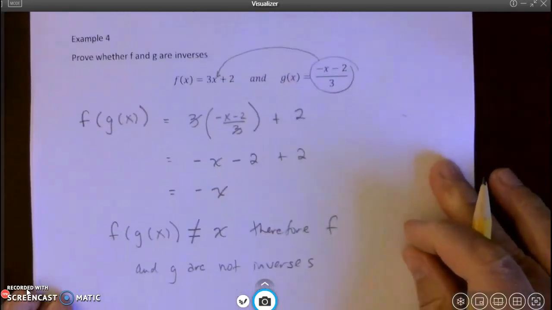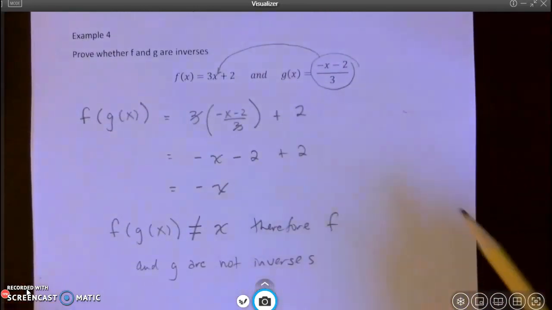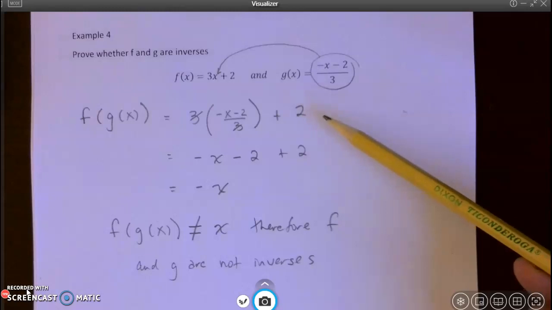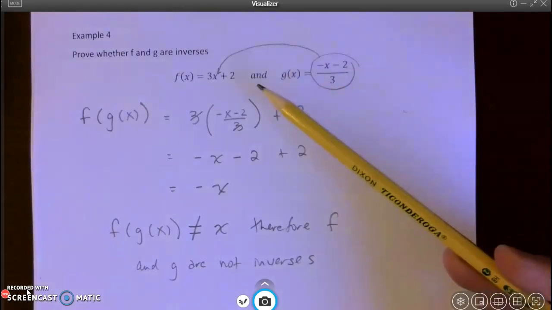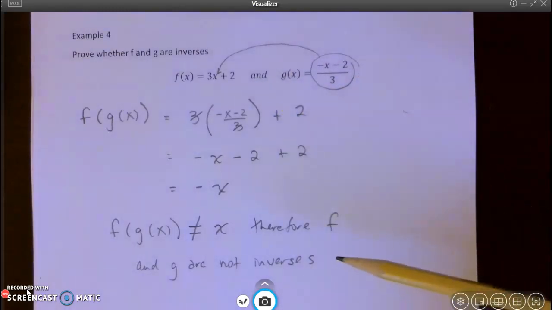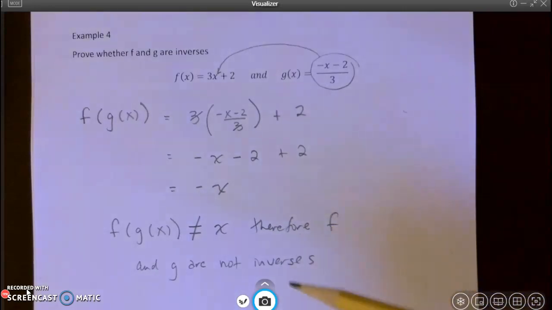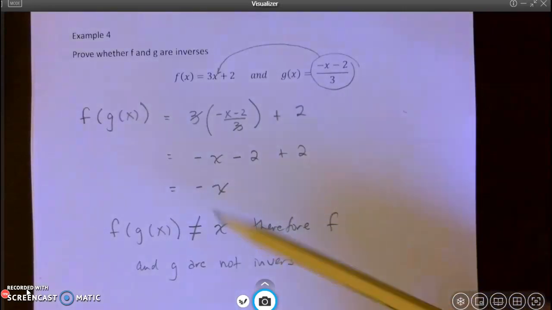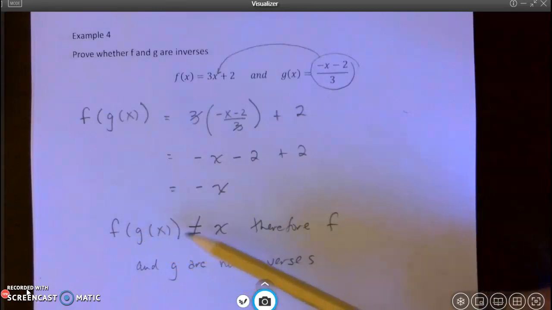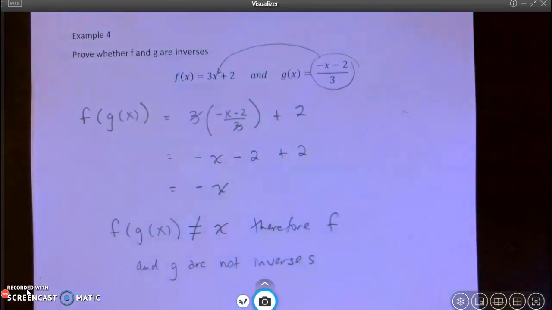Yes, this is a proof. These are not geometry proofs. These are what we call algebraic proofs, where we use algebra, substituting one function into another in order to prove something. But we have to state why we know they're not inverses. And it's because f of g of x does not equal x.